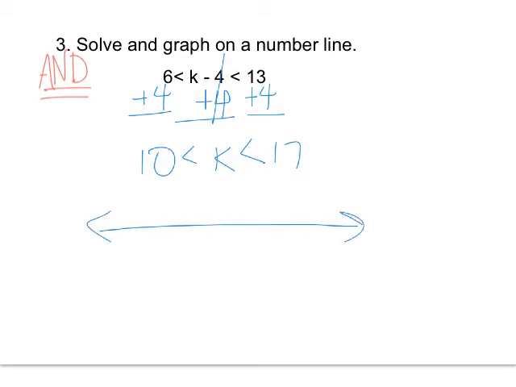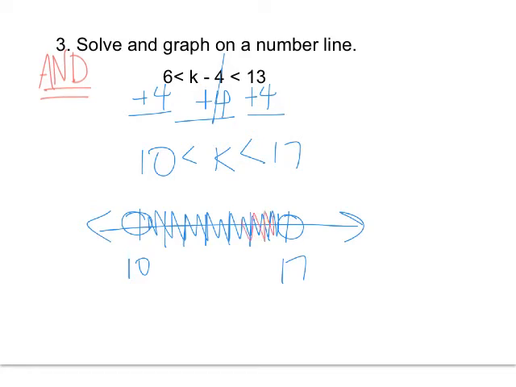And on a number line, let's say that 10 is here and 17 is here. It's all the values that fall in between 10 and 17. I probably should have used a different color. All the values that fall in between 10 and 17. Notice the 10 and 17 are not included in the solution. So pause and try number 3 on your paper.